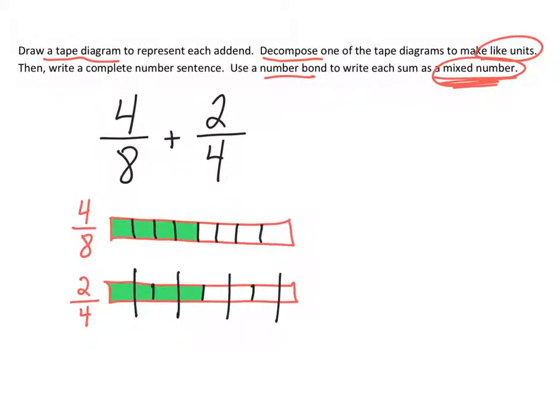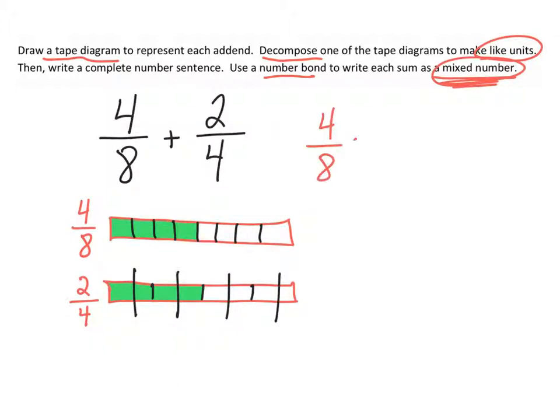So we have 4/8 plus 4/8, because this turned into 4/8 because we found a like unit, a common denominator. And now what we've got is 4/8 plus 4/8.